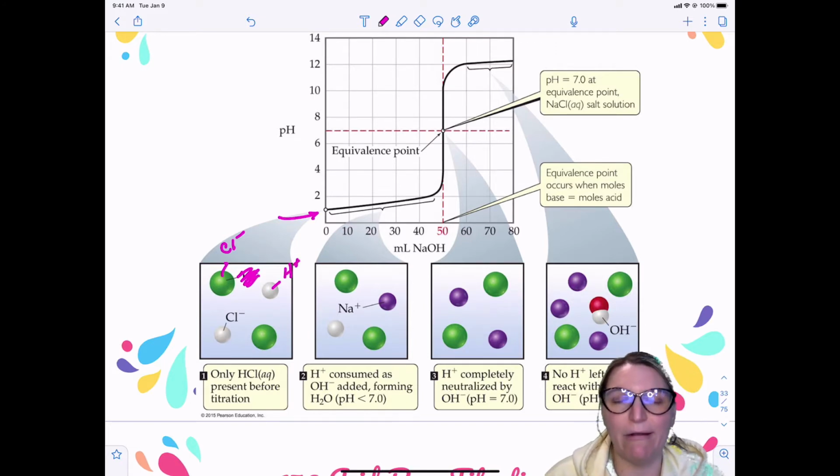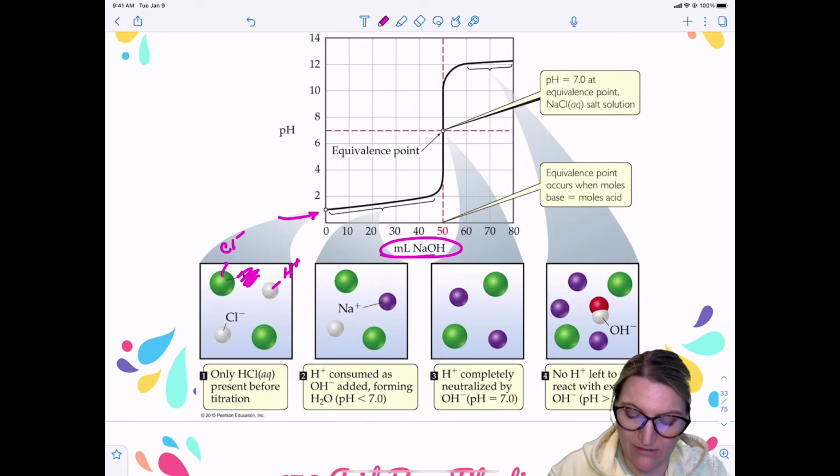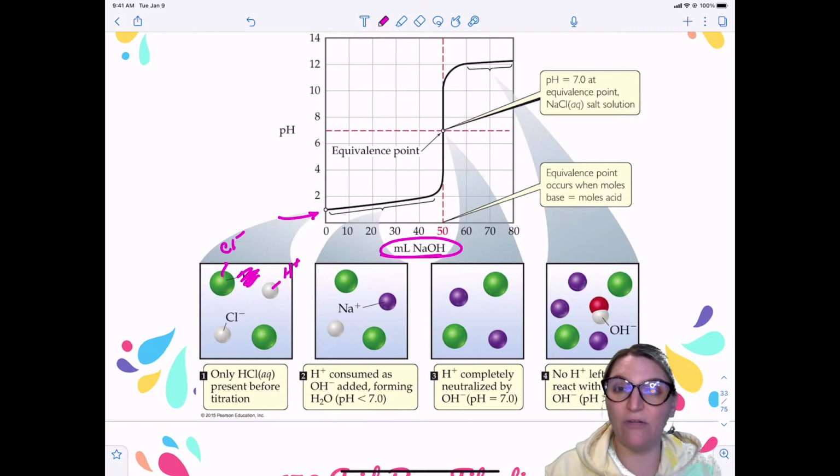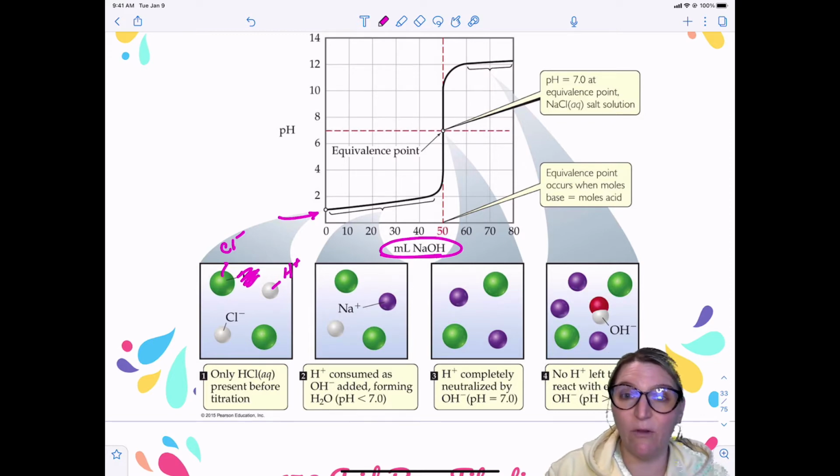It's correct everywhere else. So we start out with just HCl, and it's a strong acid, so it's fully dissociated. You see that those two are not together. Then we start adding base, so that's what the x-axis is, milliliters of base added. You can see as we add base, the pH starts increasing. But every time I add base, it reacts with some acid, which means we have a little bit less acid, a little bit less acid. So you can see the pH kind of creeps up.